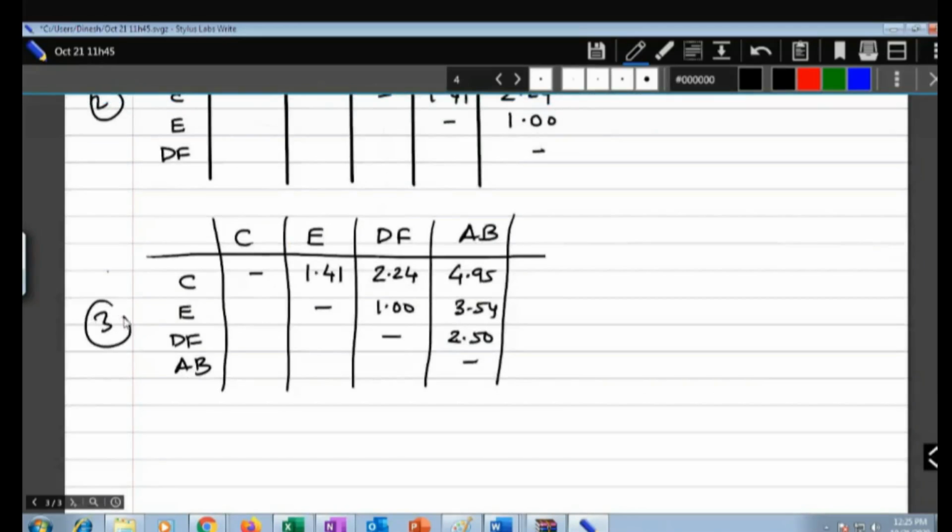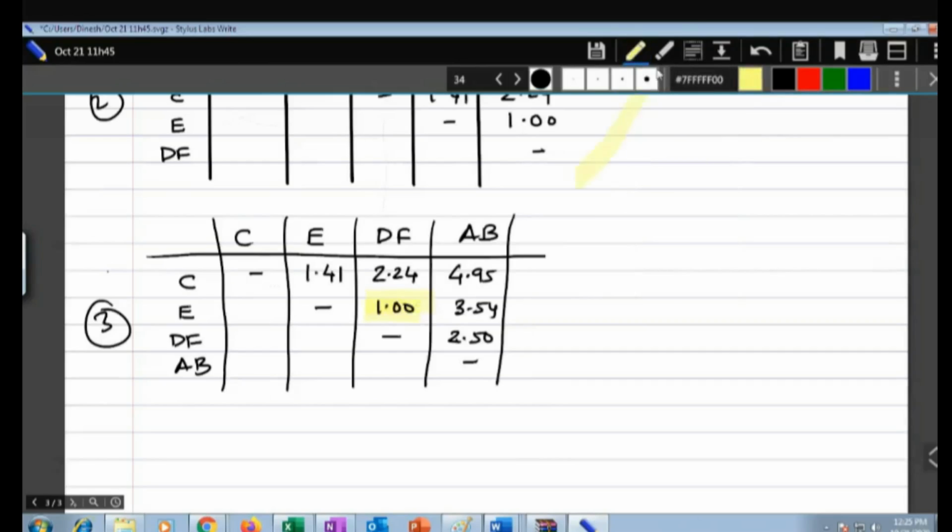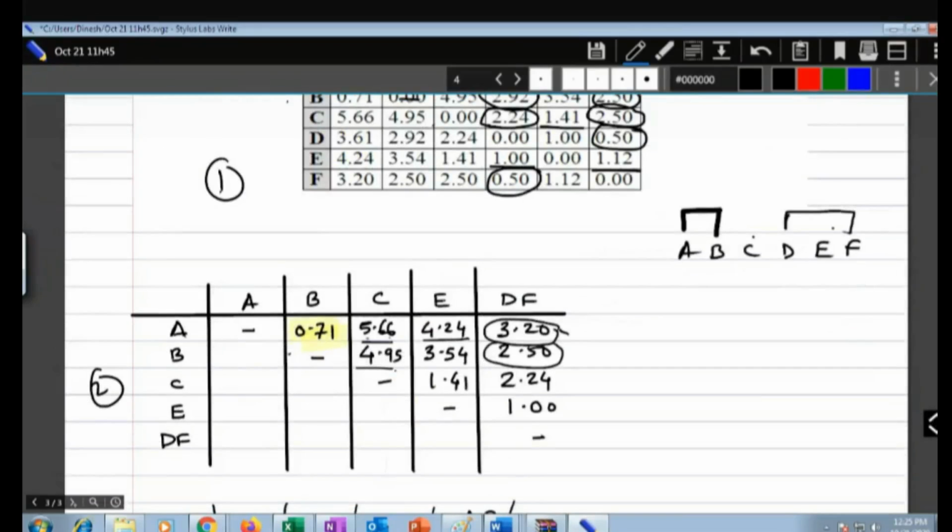Now look at this table. This is your step number 3. Which one is the minimum? Ultimately, this one is the minimum. Now, which ones are to be merged? DF and E. I will show you in the dendrogram. I will keep this E just outside so that you will understand, DF and E, and then they will be merged like this.